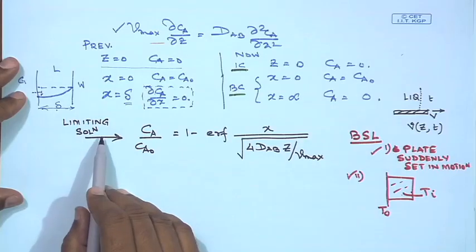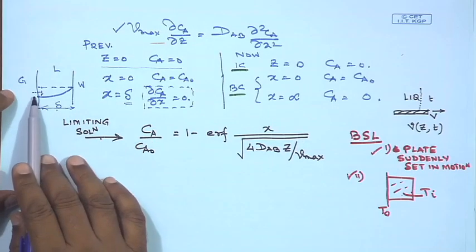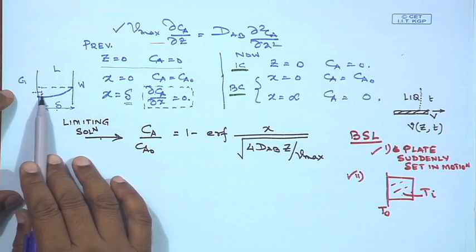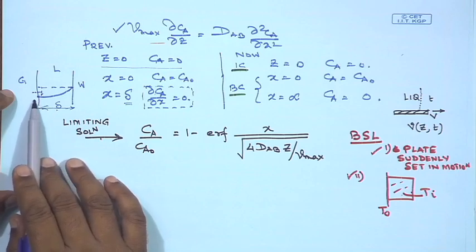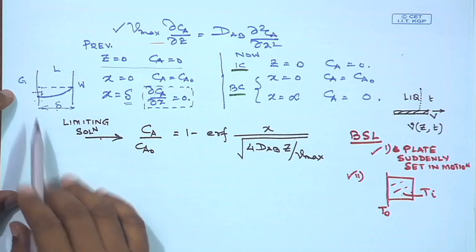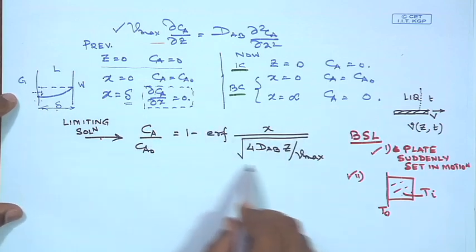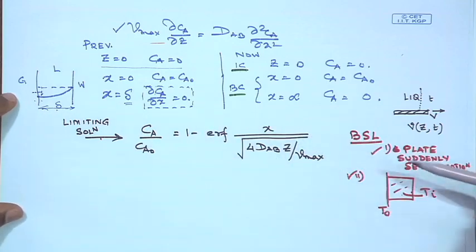So, we are going to continue with what we are doing. We have obtained a limiting solution for this special case, when the penetration of A in the liquid is not too large, which would be the case if the contact time between A and the liquid B is short. So, this is the error function solution.